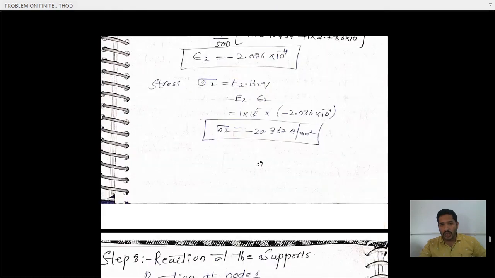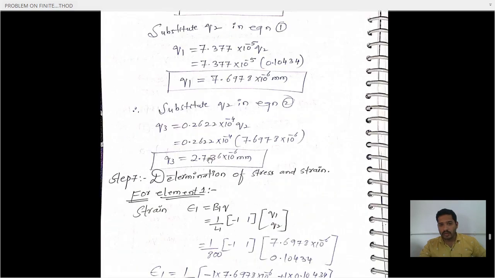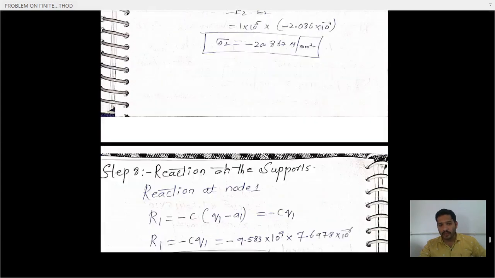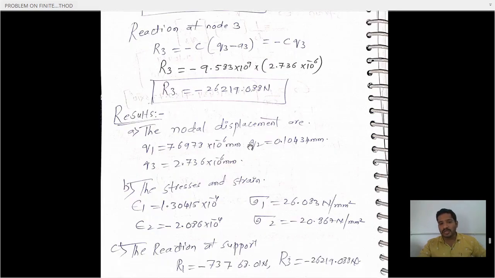Okay, so I hope that here I put the 2.736 value only. After that we need to multiply this term, then you will get the normal reaction value of R3 as minus 26219.088 Newton. After getting the values of R1 and R3, you need to represent the result.